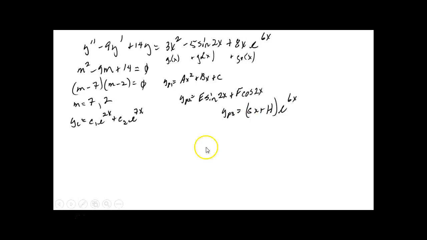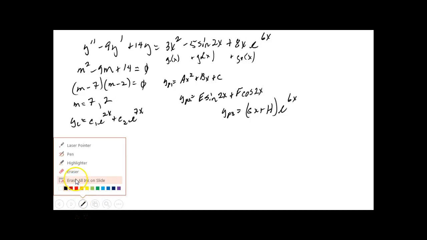So now let's consider case 2. Case 1 was when none of the g of x's paired up with your complementary solution. Case 2 is when they do. A function in the assumed particular solution is also a solution of the associated homogeneous differential equation, in other words, part of the complementary solution. So this one's similar to example 4, which we already did.